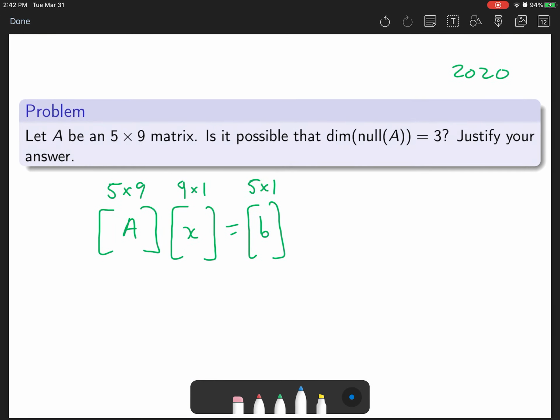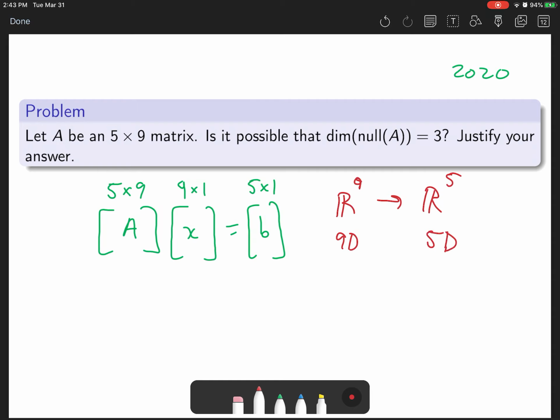Now we have a 5 by 9 matrix. Is it possible that the dimension of the null space is 3? Justify your answer. And you see, I've already written here what this might look like in a matrix equation. We'd have a 5 by 9 matrix A times a 9 by 1 vector X that gets mapped onto a 5 by 1 vector B. That means that A is a linear transformation from R9 onto R5. So we're moving from a 9-dimensional space onto a 5-dimensional space.